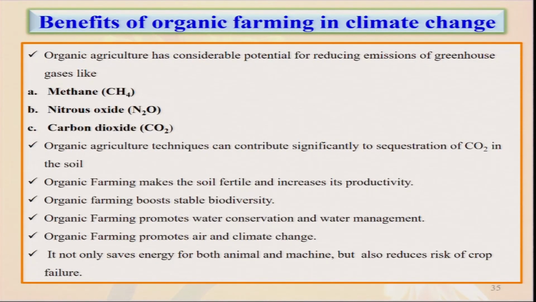Organic agriculture has considerable potential for reducing the emission of greenhouse gases, not only methane and nitrous oxide, but also carbon dioxide. Organic agriculture techniques can contribute significantly to the sequestration of carbon, because in traditional agriculture we are giving only fertilizer, that is inorganic farming. But in organic farming we always promote composting and green manure. So whatever the crop residue, different types of residues, maybe crop, plants and excreta and other things, which have enough carbon, that carbon we are giving back to the soil.